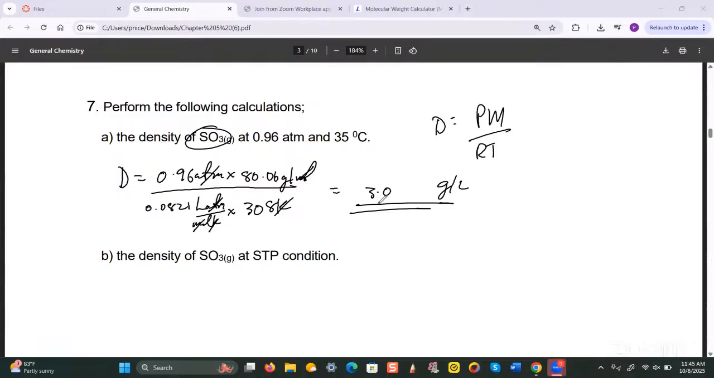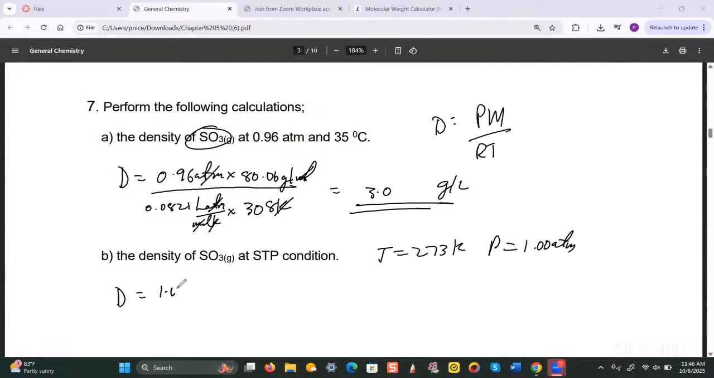Any questions about this? Any questions? Okay, what about B? This time, B is asking for the density of SO3 at STP. You remember what STP means, right? Standard temperature and pressure. Just to remind you, the temperature is 273 Kelvin, and the pressure is 1.00 atmospheres, right? That's what we mean by STP. So, any ideas as to how to tackle this one? To calculate the density? I mean, we have M, we have P, we have T, and R. So just plug it in the same way.